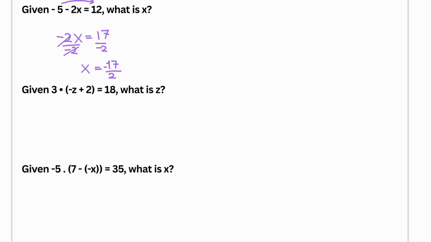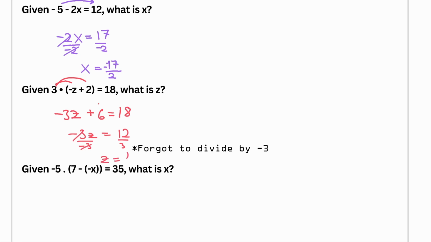Let's use the distributive property first. Distribute 3. 3 times -z would give us -3z. And then 3 times 2 would give us 6 equals 18. Now we can send +6 to the other side, which will become -6. It will leave us with -3z equals 18 minus 6 is 12. And divide by 3 both sides. And z equals 4.